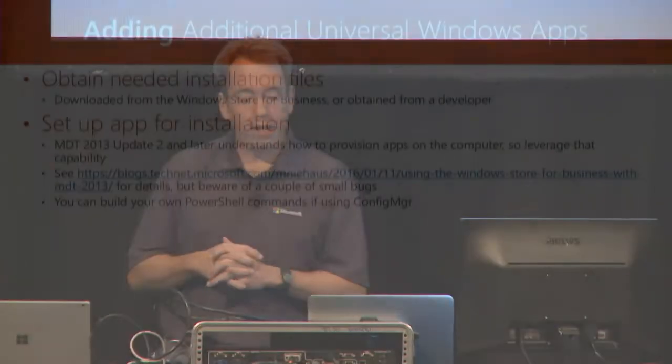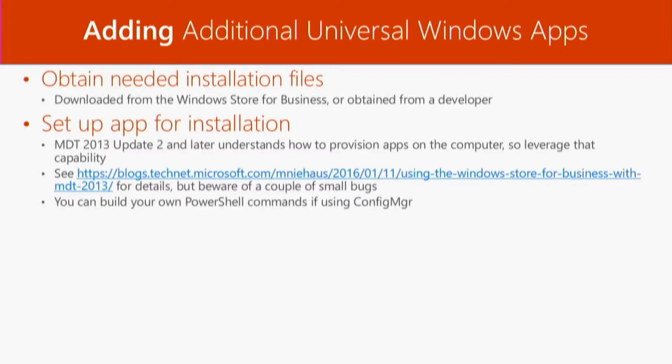The next step then would be, well, what if I want to add new ones? So if we push the right button, we can add applications pretty much in the same way. The easiest way is, well, if your developers are creating them, they're going to give you everything you need. If you want to do this using publicly available applications, that's where the Windows Store for Business comes in.